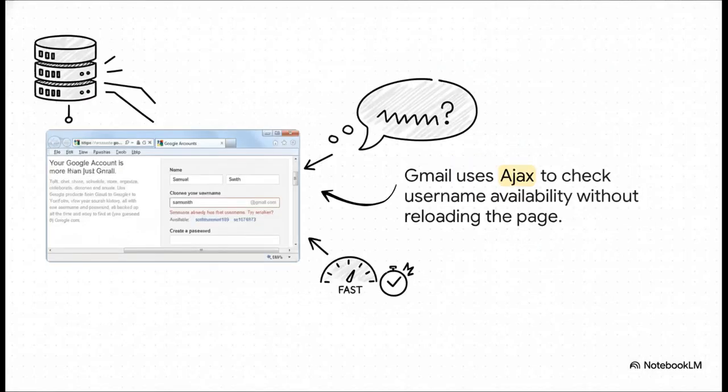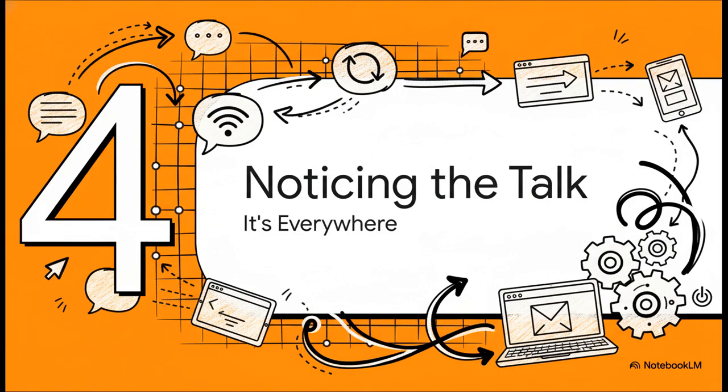Think about it. When you're signing up for a Gmail account and you start typing a username, your browser is using that little instruction manual to have a super fast, behind-the-scenes chat with the server right then and there. It checks if the name's available and gives you an instant answer, all without you ever having to reload the page. That's the smart conversation. And here's the cool part. Once you see it, you start seeing these quiet conversations happening everywhere. They are the engine that makes the modern web actually feel, well, modern.